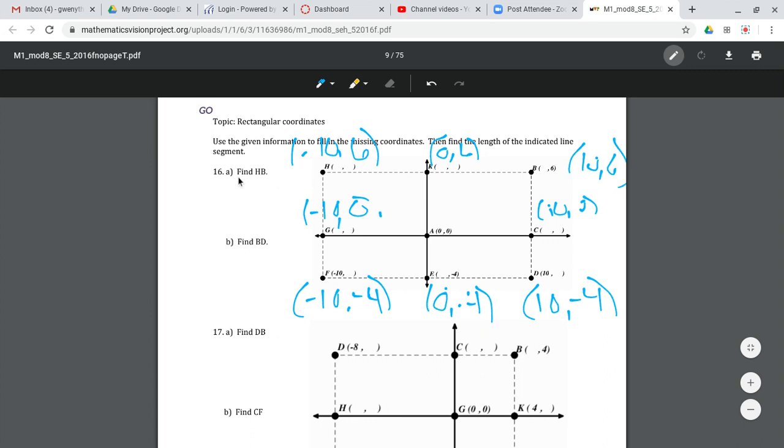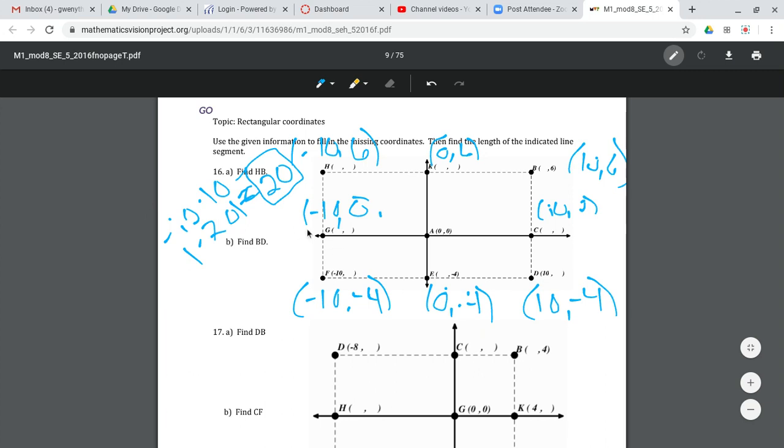So now for 16A, it says find HB. So from H at -10, 6 to B at 10, 6, how far did we go? Well, -10 minus 10 will give us a -20. Remember to take the absolute value, so that means it just equals +20. And that should be an equal sign, not a less than sign. It just curved weird for some reason. So 20 is our answer for that.